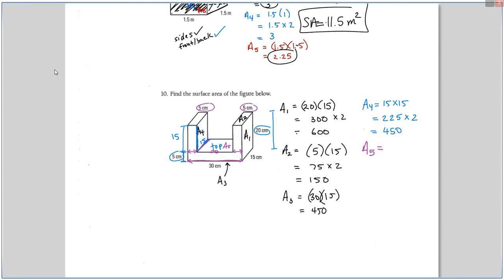A5 would be 20 times 15. I don't know why I started using the times symbol instead of the brackets. What do you guys like better, the times symbol or the brackets? Like the brackets? Times better? Yeah. So 20 times 15 is 300. Do I need to times that by 2? No, because there's only one of those shapes. Okay, what am I missing?